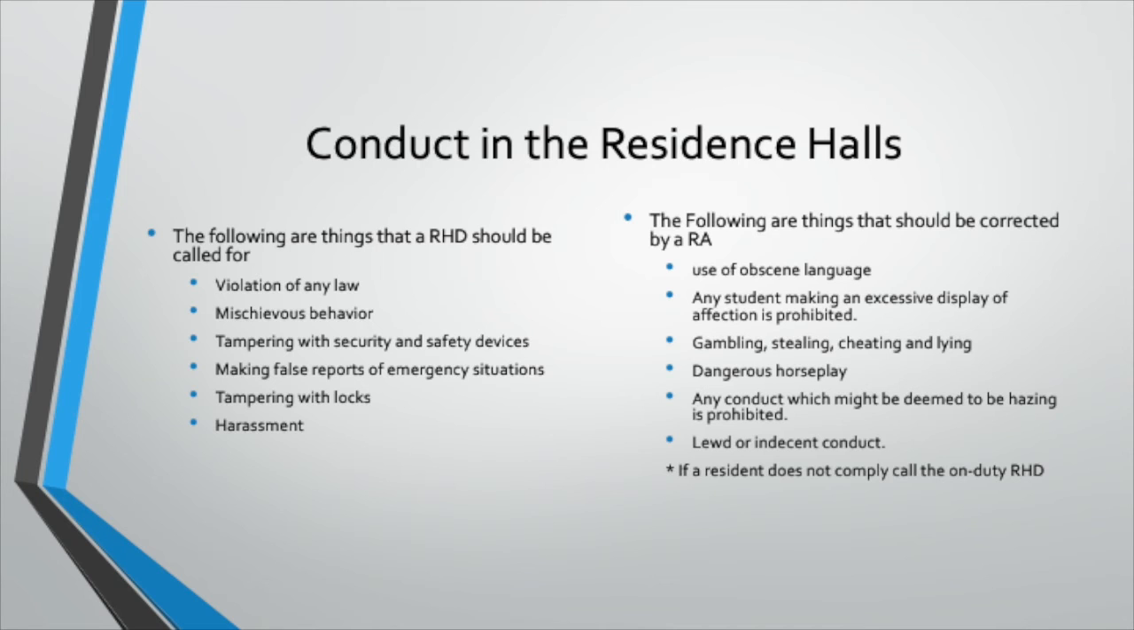Some things that should be corrected by an RA: use of obscene language, any student making an excessive display of affection, gambling, stealing, cheating, and lying, dangerous horseplay, any conduct which might be deemed to be hazing, or lewd or indecent conduct. And also with this, an RHD can still be called after the fact, but an RA is responsible for handling that and can correct that on their own.